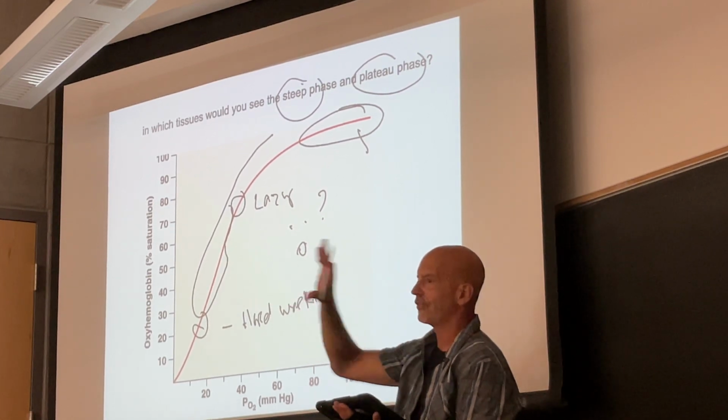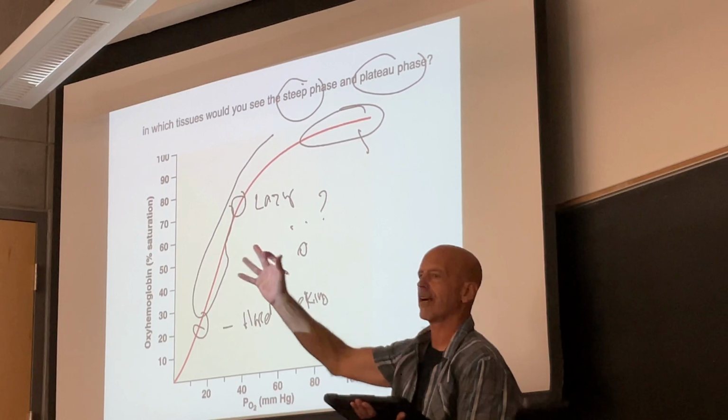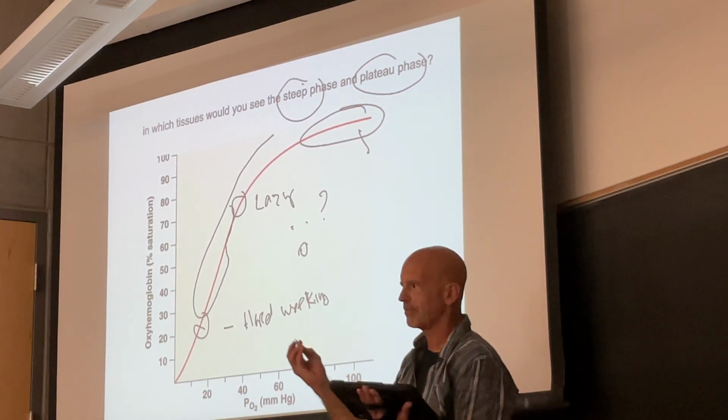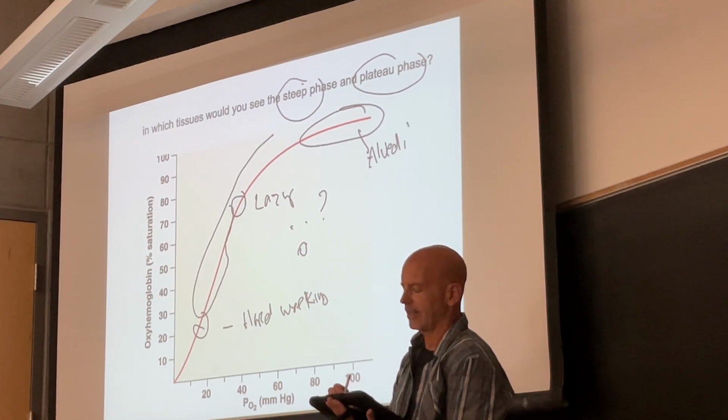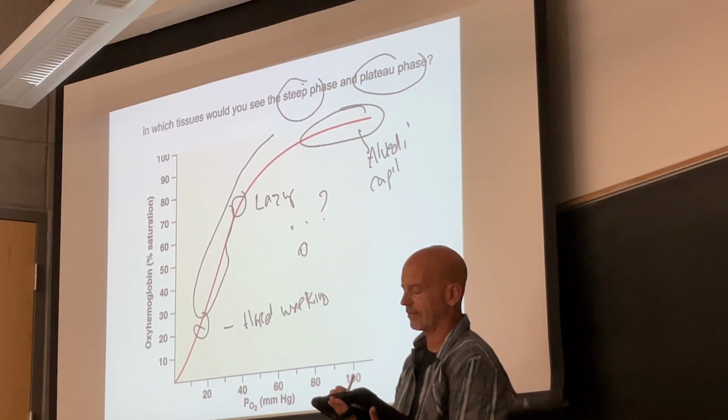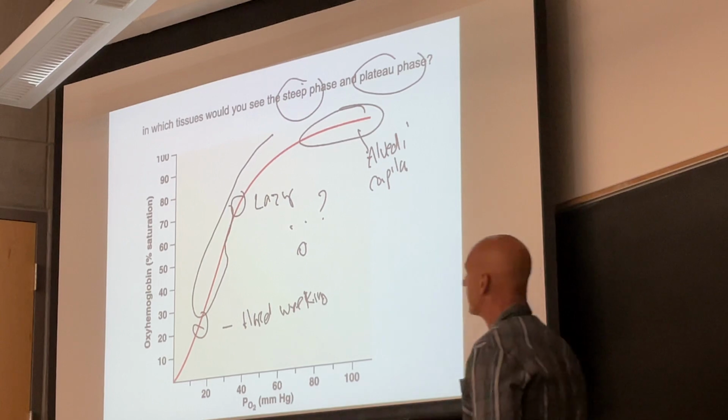Where would you find an area with a lot of oxygen? Pulmonary, right? Around your alveolar space, right? Around your alveoli capillaries, right? That's where the oxygen is diffusing in, right?